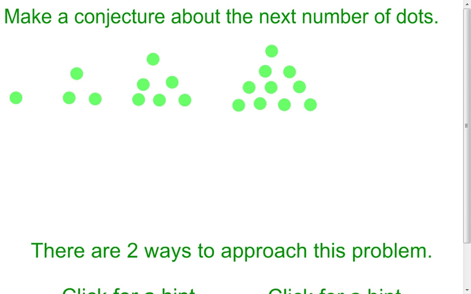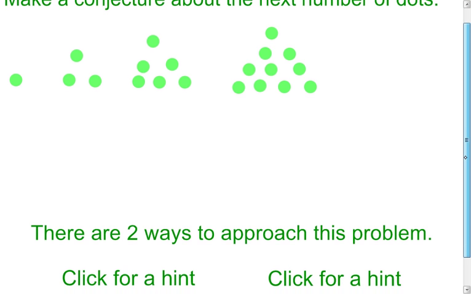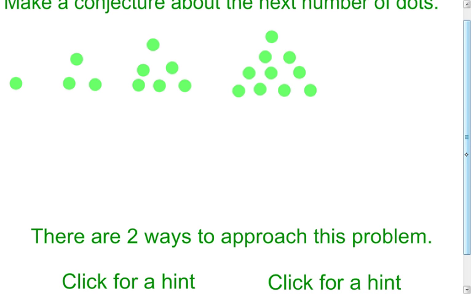Now, in this one, there's two different ways to make your conjectures on how many dots will be in the next picture. My first one, when you look at here, would be the geometric approach. Now go ahead, push pause, see if you can figure out how many dots will be next.